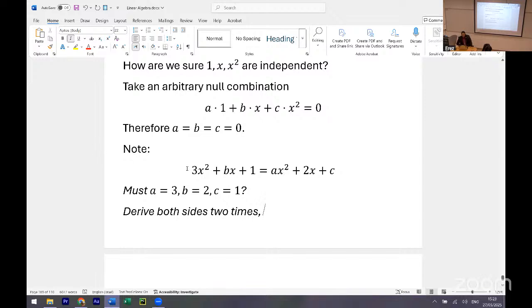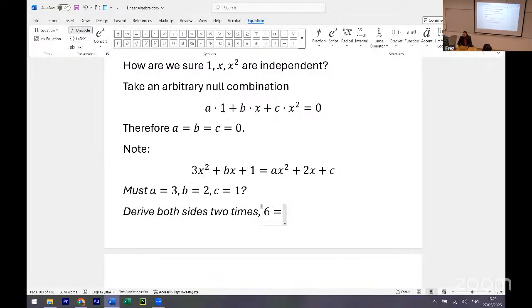If you derive the left-hand side 2 times, let's think of what happens. What happens to 1 after you derive 2 times? Goes to 0. What happens to bx when you derive 2 times? Goes also to 0. And what happens to 3x squared? It goes to 6. And on the right-hand side, what do you get after you derive twice? You get A6. And the other is 0. You get 2a.